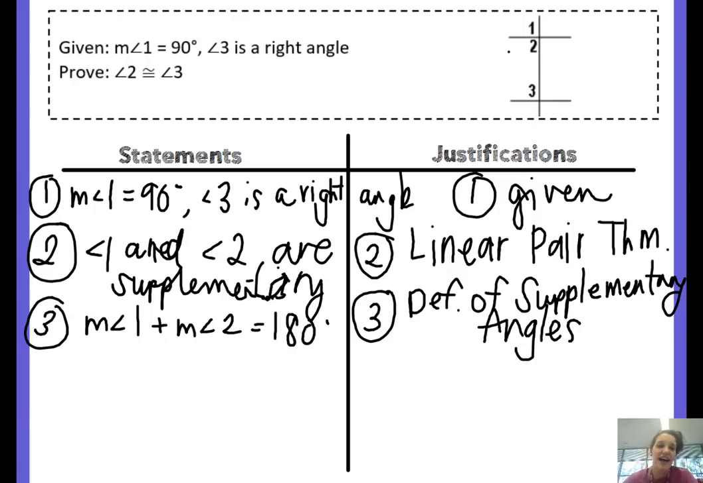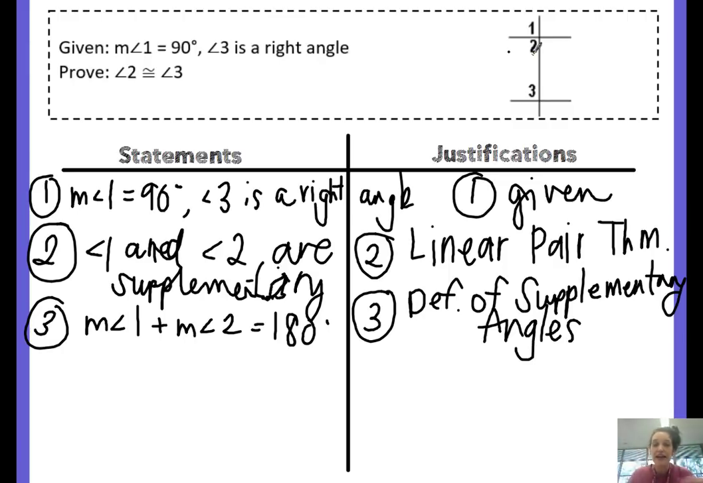Now, let's sort of think. I know angle 1 is 90, so I'm just going to sort of thought process through. If 1's a right angle and 1 and 2 are supplementary, that means that 2's a right angle. If 2's a right angle and 3's a right angle, then wouldn't that mean that 2 and 3 are congruent to each other if they're both right angles? That's sort of the thought process I'm going to go down. That's just kind of me thinking through what I know.